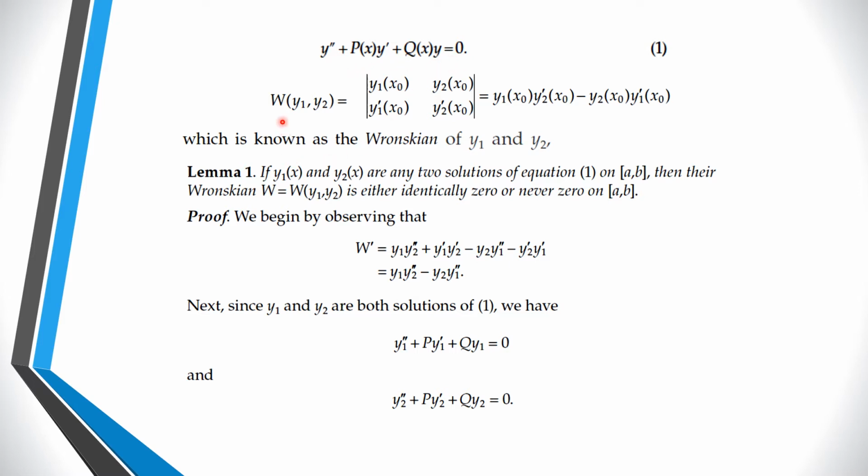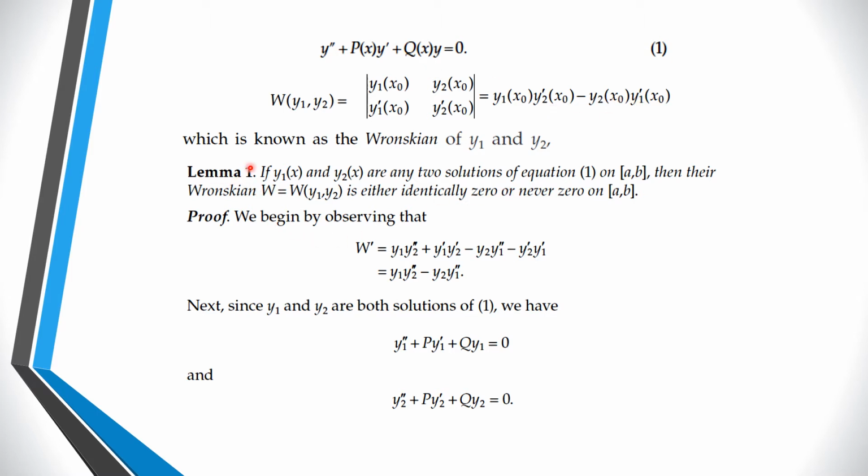Now what do we mean by the Wronskian of y1 and y2, where y1 and y2 are solutions of this equation 1? The Wronskian of two solutions, or you can say two functions, is the determinant with rows y1, y2 and y1 dash, y2 dash. You find this determinant, which denotes the Wronskian of y1, y2 at a particular point x naught. So this is the value y1 y2 dash minus y2 y1 dash, right?